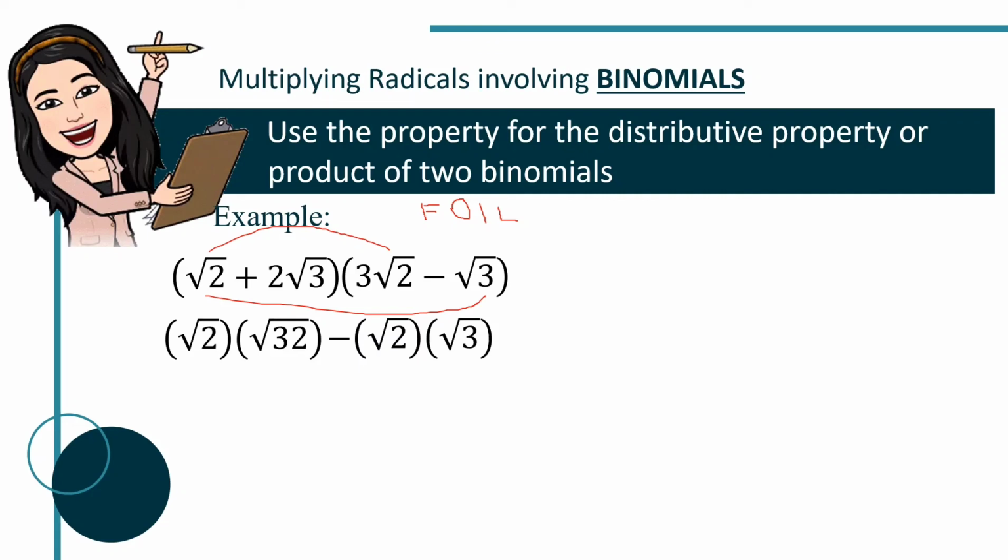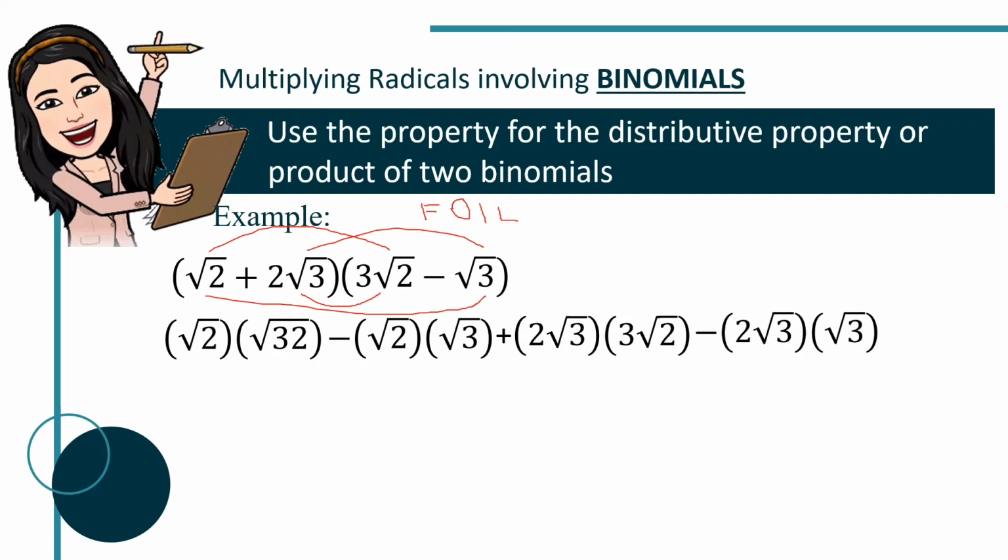Next is the inner terms. So, we have 2 square root of 3 times 3 square root of 2. Okay, that is positive. And then, for the last terms, we have positive times negative, we have negative. So, 2 square root of 3 times negative square root of 3. Okay? Now, let us simplify.